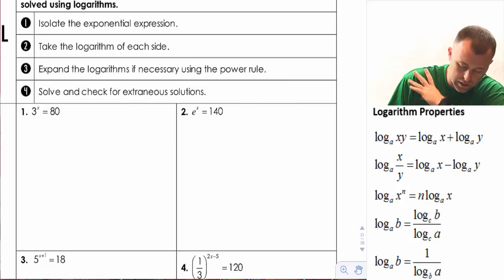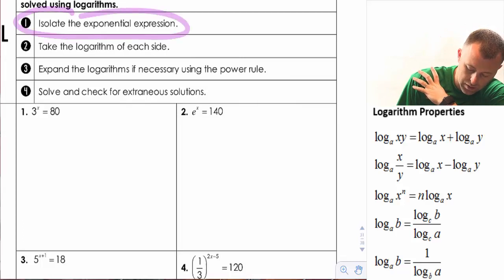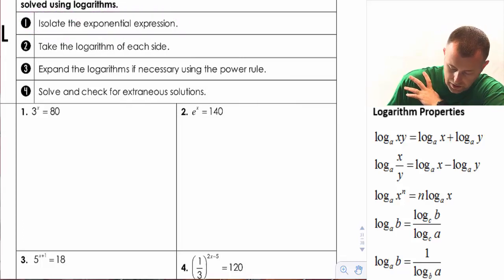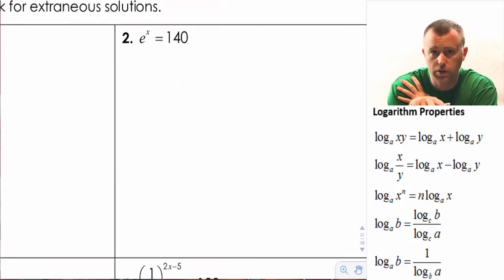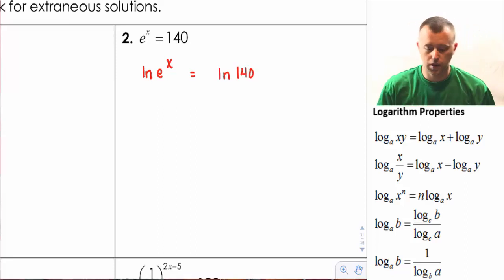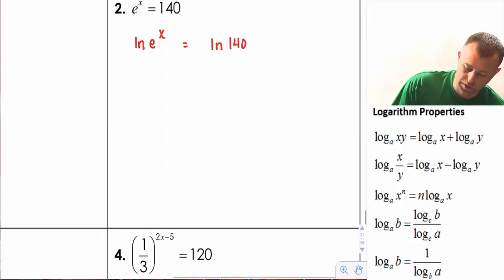So what we do instead, notice step 1 is already done. The exponential is already isolated. I'm going to take the log of both sides. Now you have 2 logs that we're going to potentially take. We can actually take multiple logs, but in this case we have a log base e. So I'm going to take a natural log of both sides. So natural log of e to the x equals the natural log of 140. The reason why I'm doing natural log is because of what happens after this step.